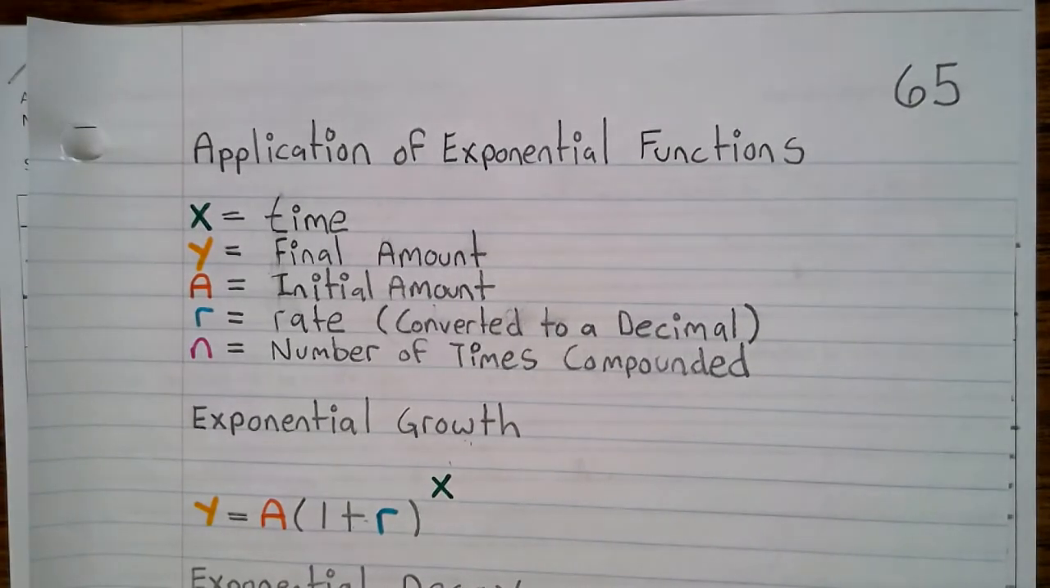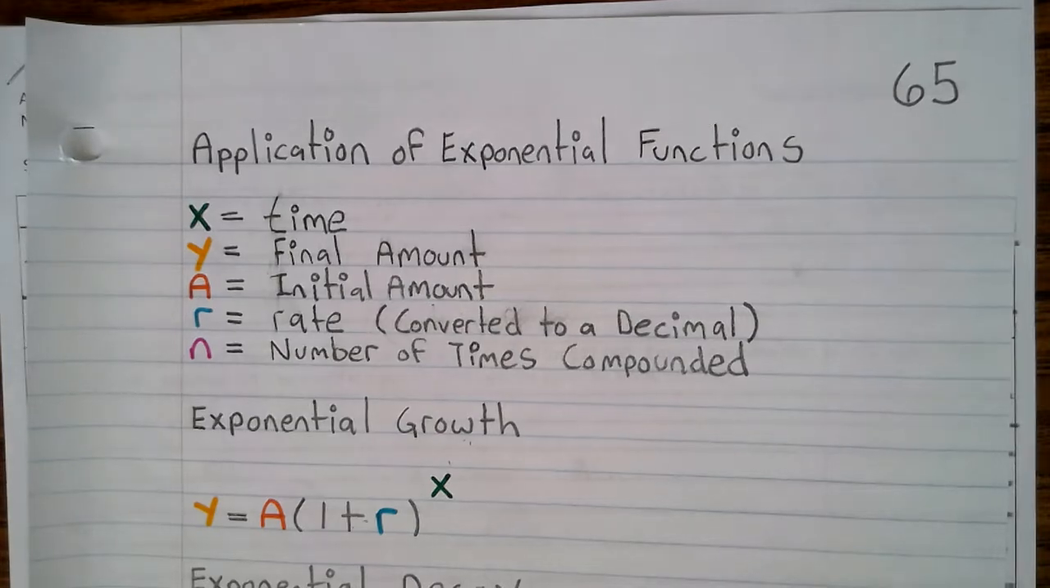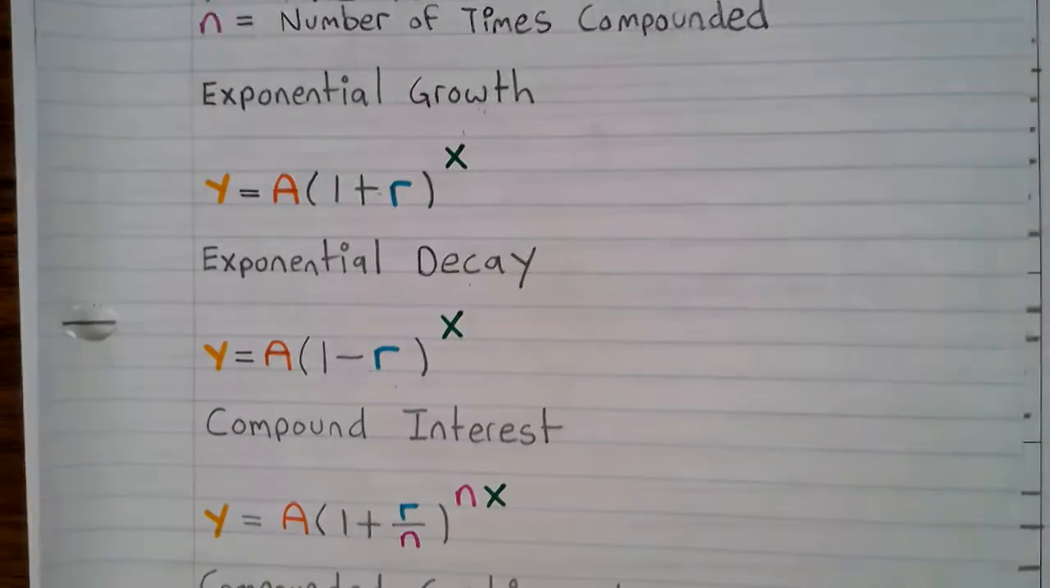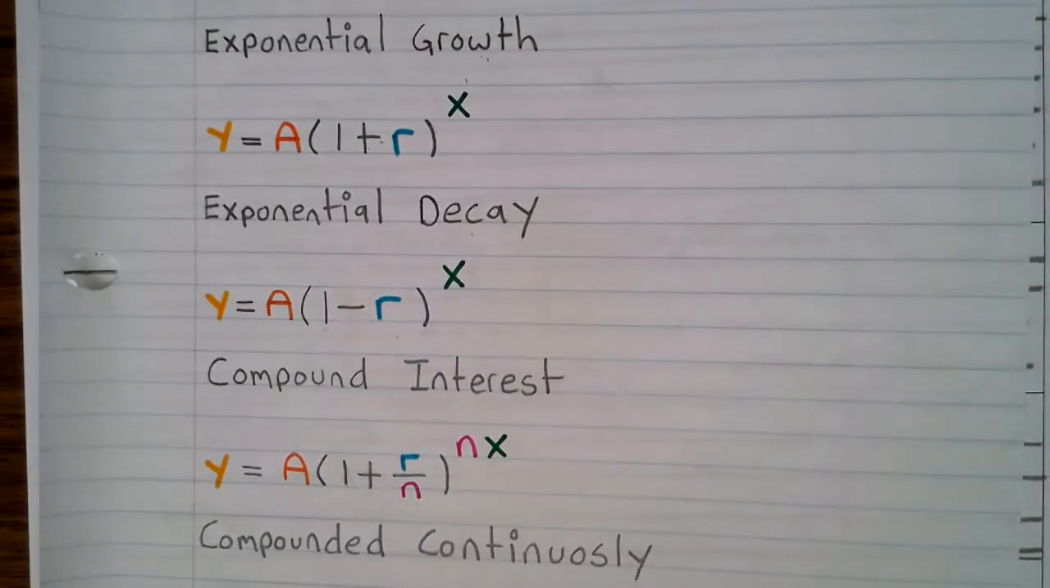X equals time, Y is the final amount, A is equal to the initial amount, R is equal to the rate converted to a decimal, N is the number of times compounded. Now, with the variables defined, we have exponential growth. Y equals A(1 + R)^X. Exponential decay is Y equals A(1 - R)^X.